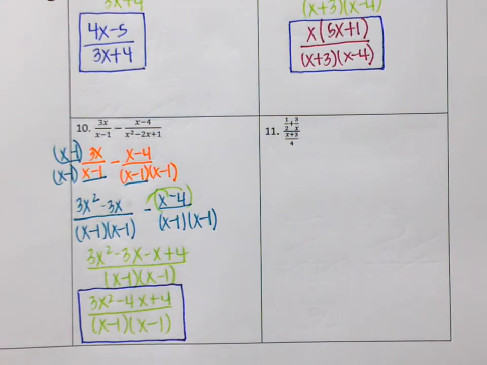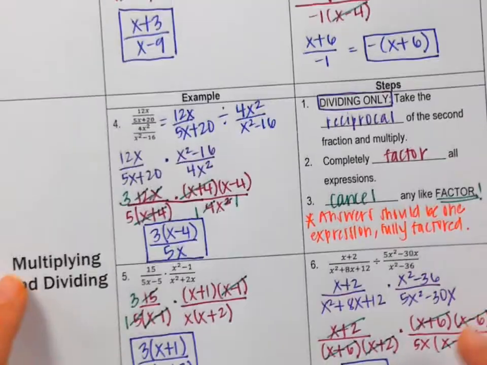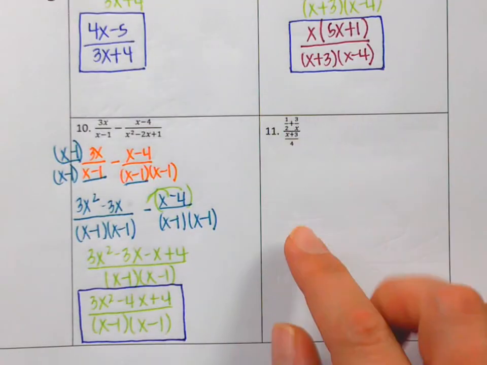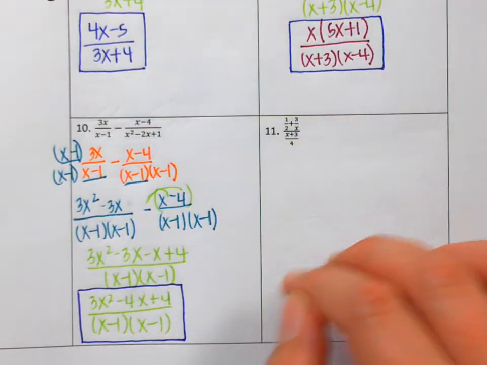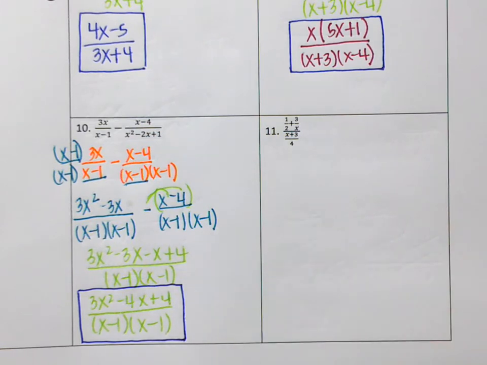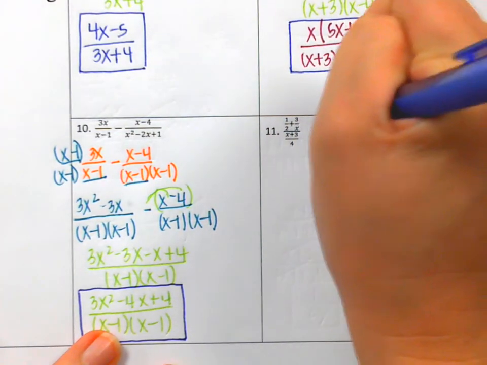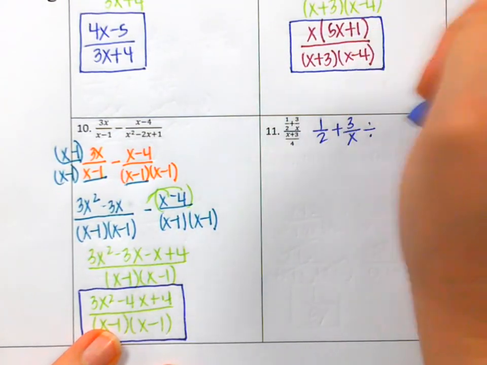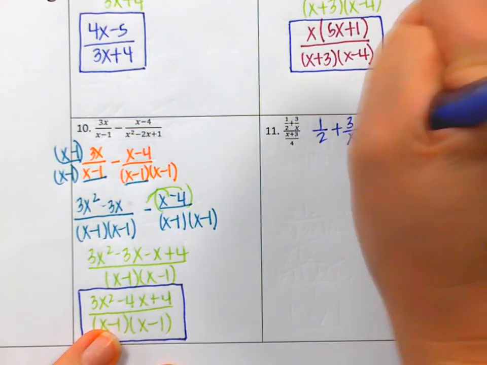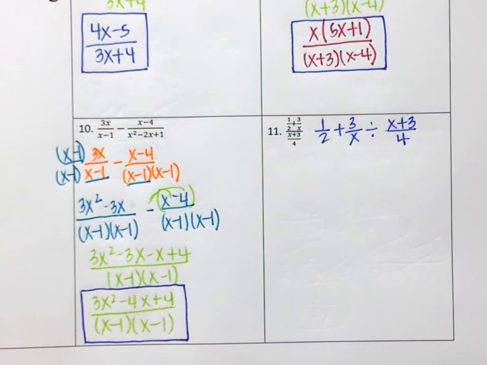Okay, we are on the last problem. So the last problem, number 11, is kind of similar to what we saw on 4. We had a fraction over a fraction. Now we have a lot of fractions over one fraction. So to make this easier, I'm going to do exactly what I did on 4. I'm going to rewrite this as 1/2 plus 3 over x divided by x plus 3 over 4.